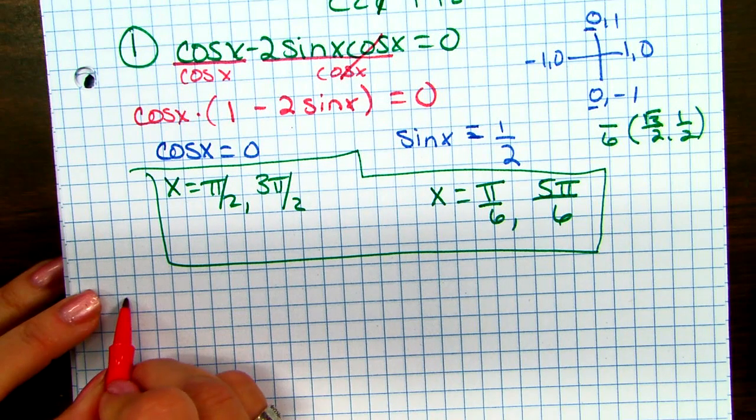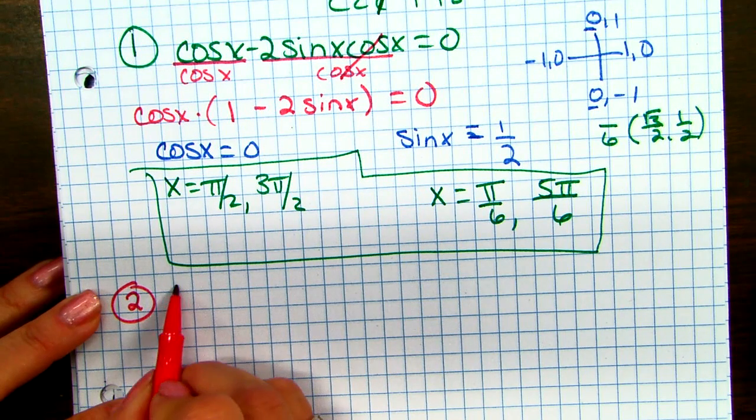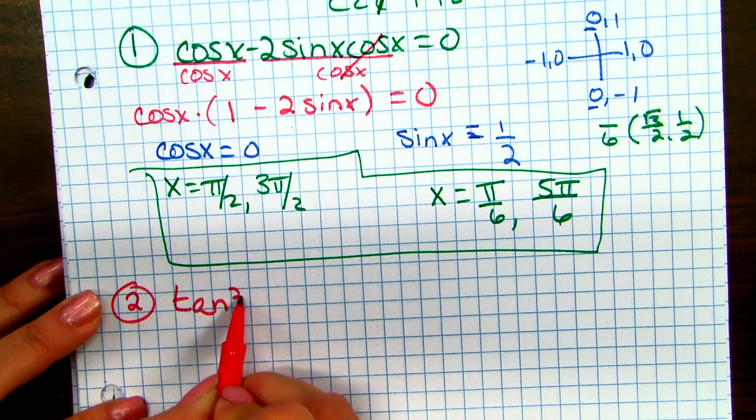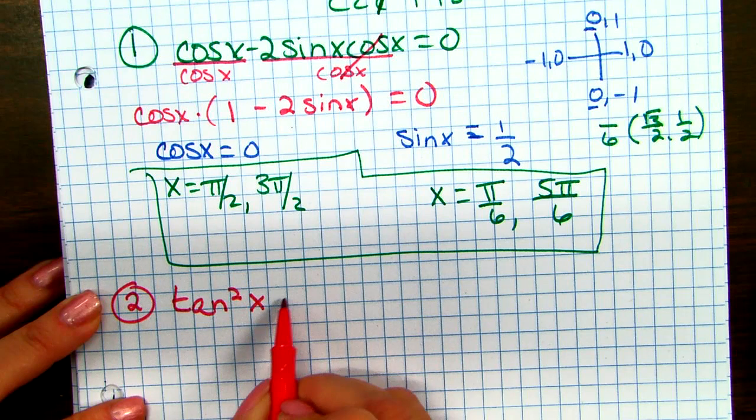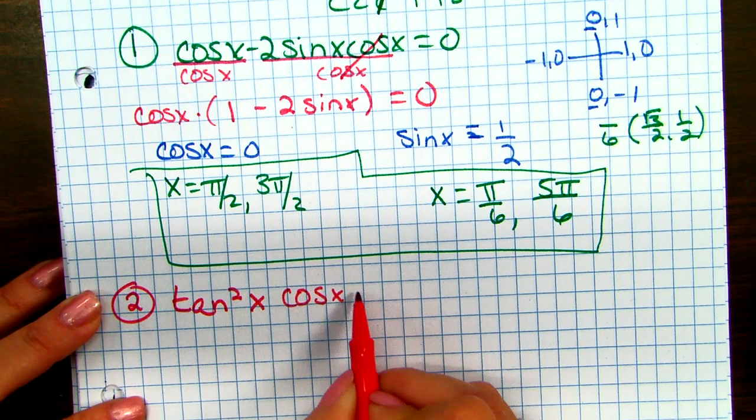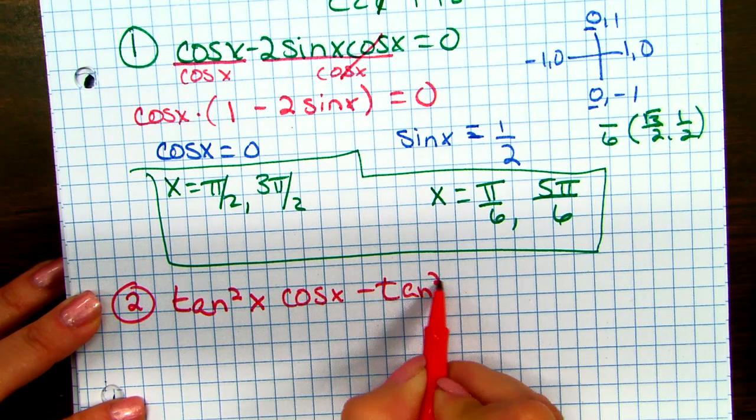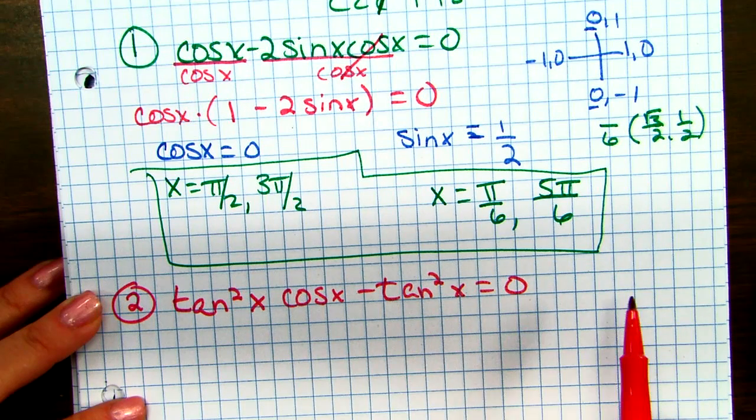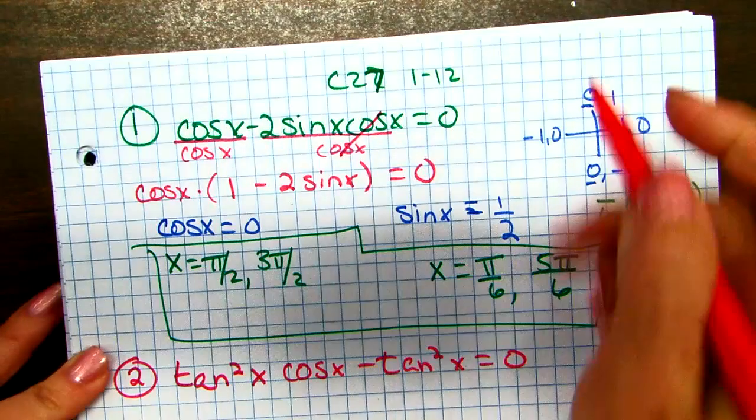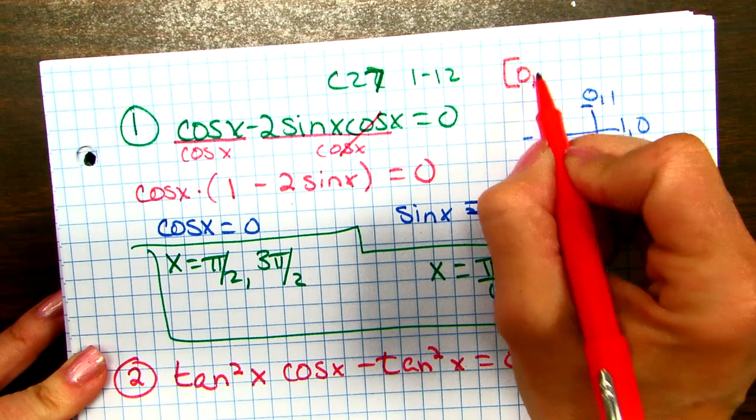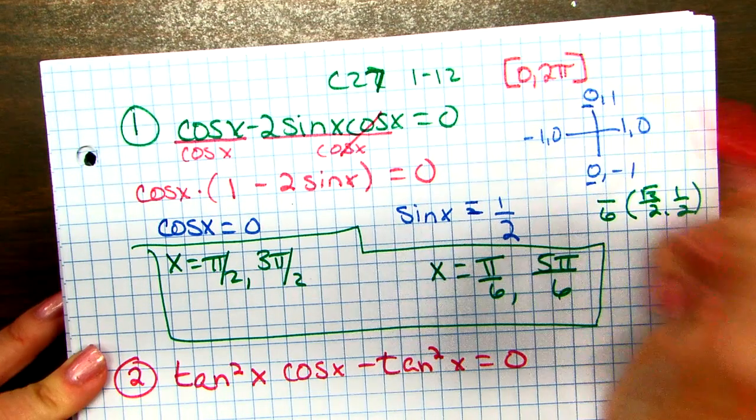Number 2. Oh, this is interesting. While I talk to you, go ahead and get everybody on one side together. So you're going to subtract tan squared x. If you look at the directions for this set of homework, it says your solutions will be from 0 to 2 pi, and it's written like that.